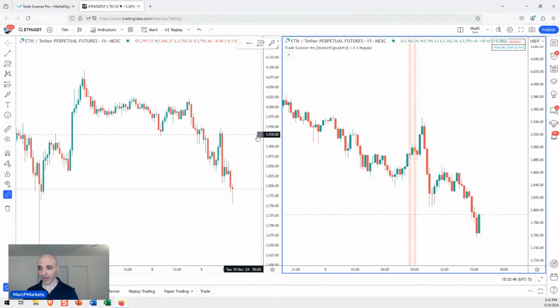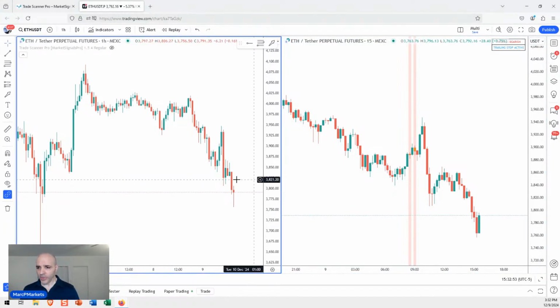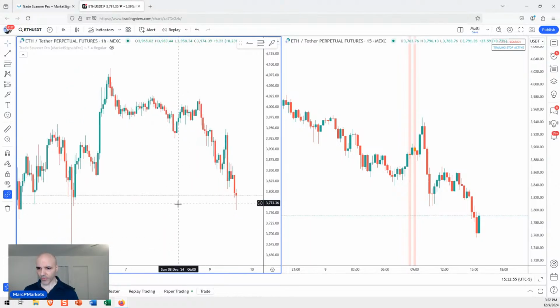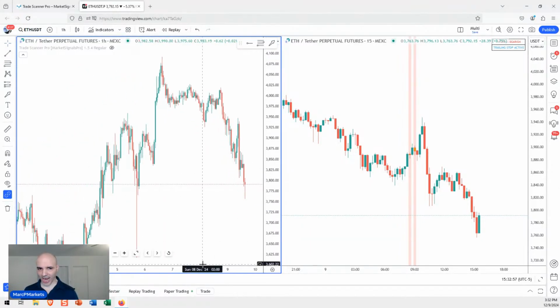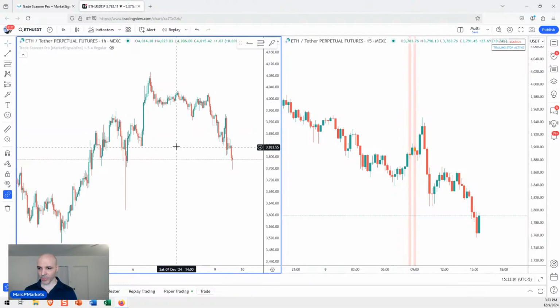So let's talk about context. If you have any questions along the way, feel free to ask. Right now, let's zoom out on this hourly chart. I want to get a sense of what's going on. We had this bullish movement on the hourly. Now, why am I using the hourly? Because I'm looking to day trade. So I don't need to look at the daily or at larger time frames.